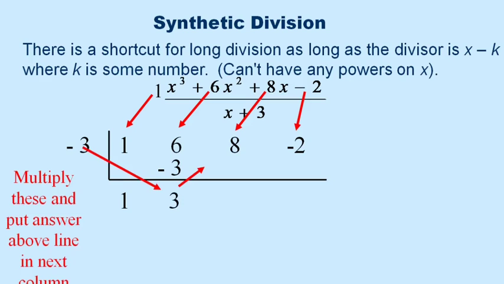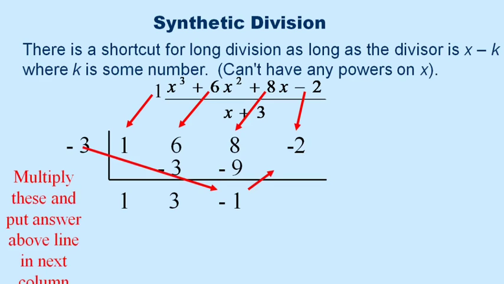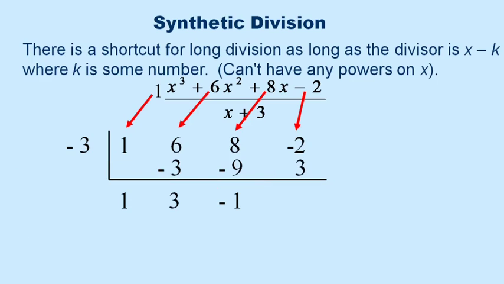Again we will multiply negative 3 and this positive 3, and write the result in the next column below 8. Negative 3 and positive 3 give us negative 9, and when we add them we get negative 1. Again we follow the same procedure: we multiply negative 3 with negative 1, and write the product in the next column just below negative 2, and after adding it is 1. This is our remainder.